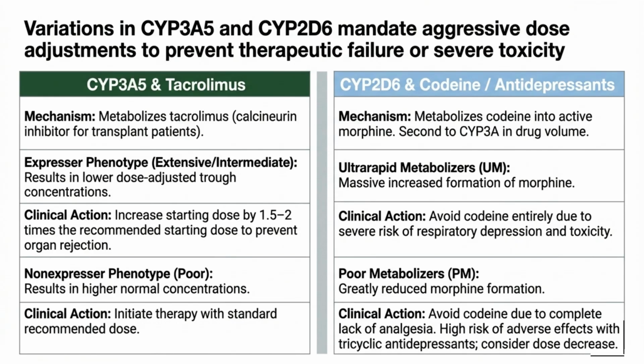Variations in CYP3A5 and CYP2D6 mandate dose adjustments. For CYP3A5 and tacrolimus, expressors need increased starting doses, while non-expressors use standard dosing. For CYP2D6 and codeine, ultra-rapid and poor metabolizers should avoid codeine entirely.